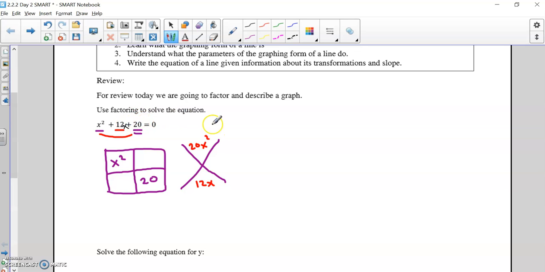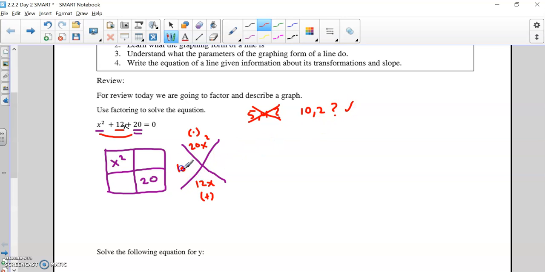All right. So now we can go ahead and play the game where we say, okay, what two numbers multiply to make 20, and add to make 12? Well, if we just think of some numbers that multiply to make 20, we can say, oh, 5 and 4 multiply to make 20, but do they add to make 12? They don't. So we cannot use 5 and 4. The next we can try are 10 and 2. 10 times 2 equals 20, and 10 plus 2 equals 12, so those do work.